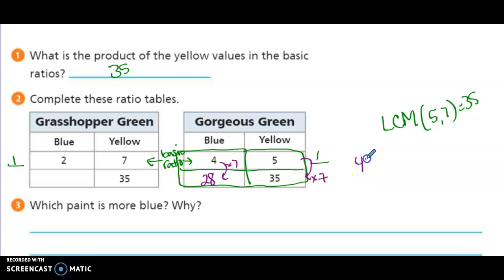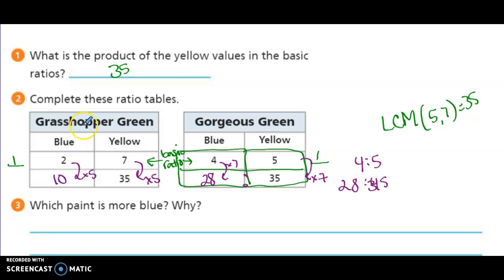Equivalent ratios kind of look like equivalent fractions. Okay, so 35. What that means is to keep gorgeous green looking like it should, and I want to buy more of it, I would have 35 parts yellow, and to keep it the same shade, I'd need 28 parts blue. Okay, now here, we need to make the parts yellow the same to determine which one has more blue in it. And this one's multiplied by 5, so 2 has to be multiplied by 5.